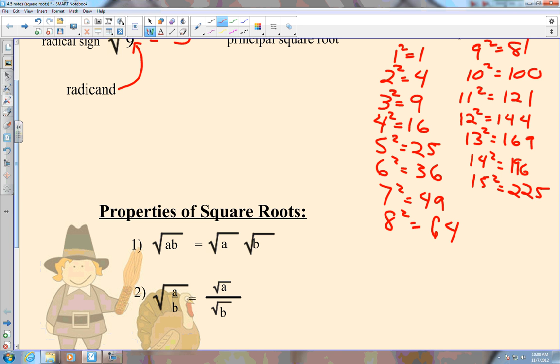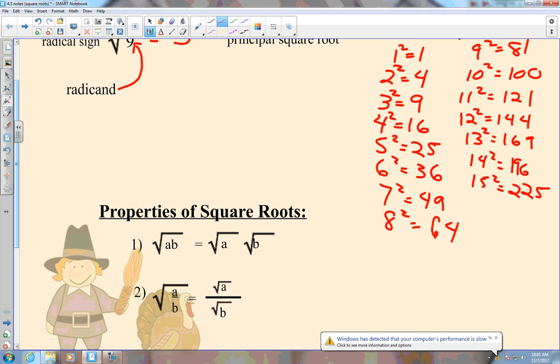So the properties of the square roots that we are going to use today are a multiplication property that says, first, the square root of a times b is equal to the square root of a times the square root of b. So if I have a product, then I can take the square root of one factor and the square root of the other factor, and that will equal the square root of the product.